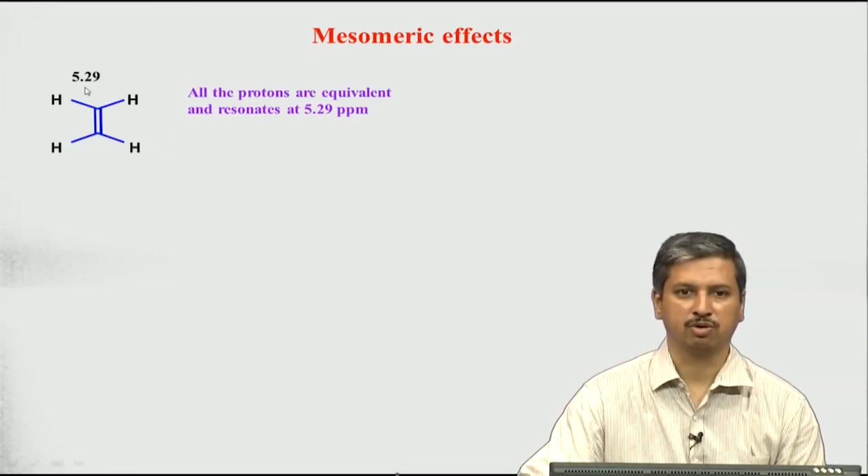So, we will now look at some more examples of mesomeric effect. This is the case of the ethylene molecule, where all the hydrogens are equivalent. Now, what is chemical equivalence? We will discuss that in the next few slides or the next class, but what is important to understand here is the mesomeric effect. How does it influence the shift?